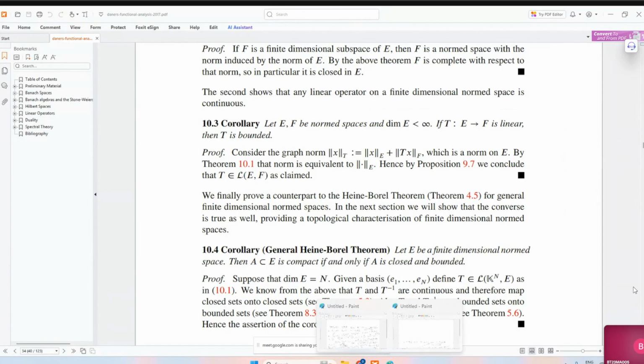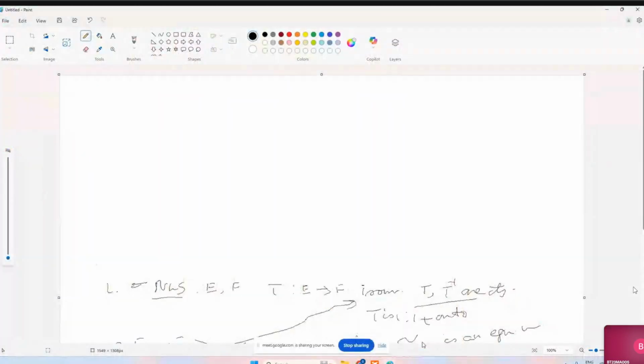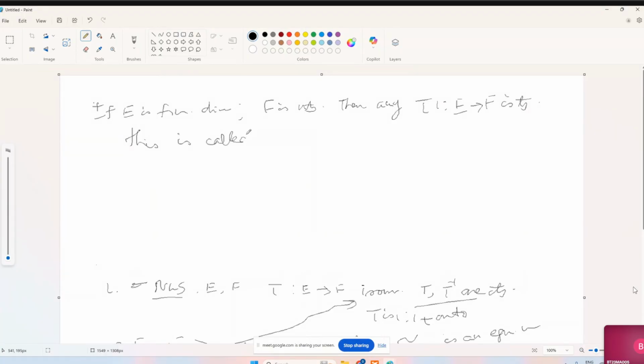What I mean is, if E is finite dimensional and F is any normed linear space, then any linear map T from E to F is continuous. This is called automatic continuity.